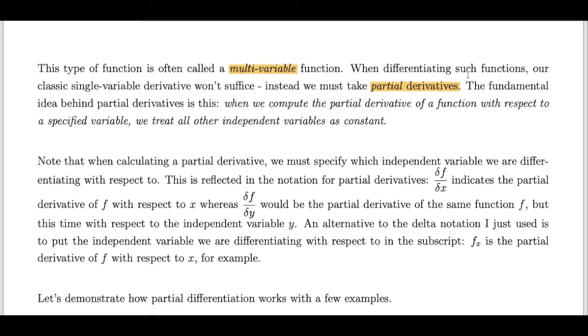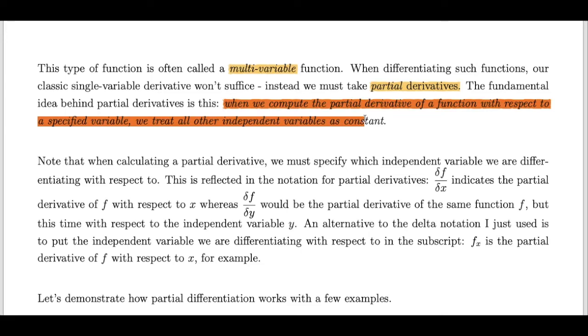The fundamental idea behind a partial derivative is this. When you compute the partial derivative of a function with respect to a specified variable, we treat all other independent variables as constants. Let me say that again. If I'm going to compute a partial derivative with respect to a particular variable, the way that I do that is differentiating using my standard derivative rules, but the key is I need to treat all other independent variables as constants.